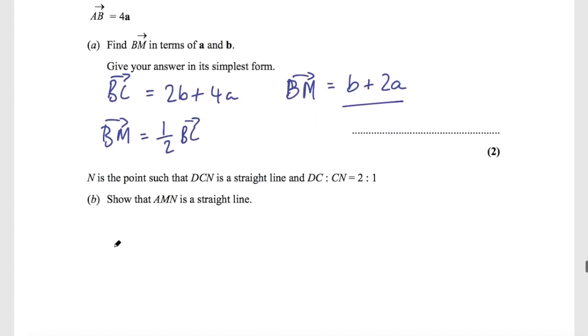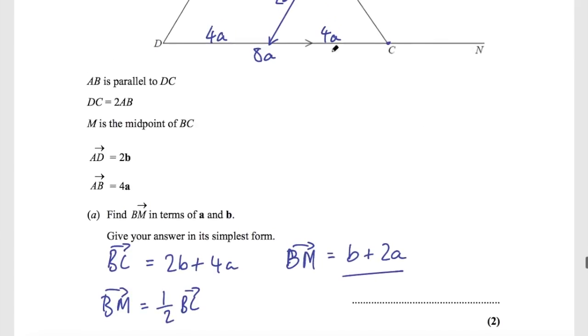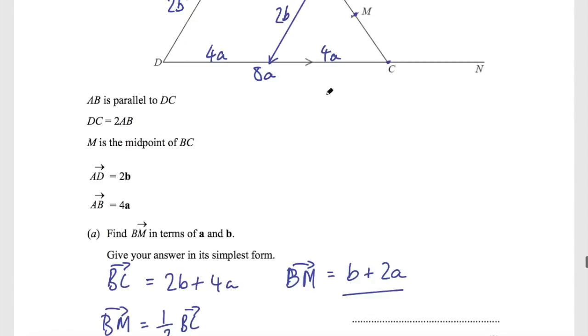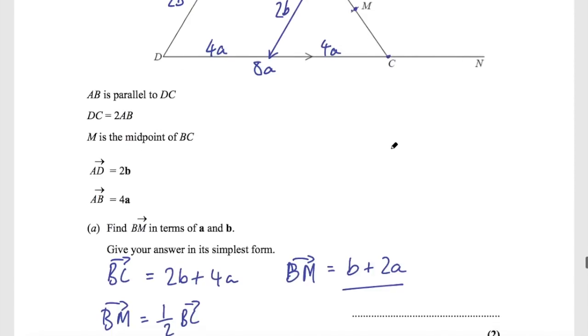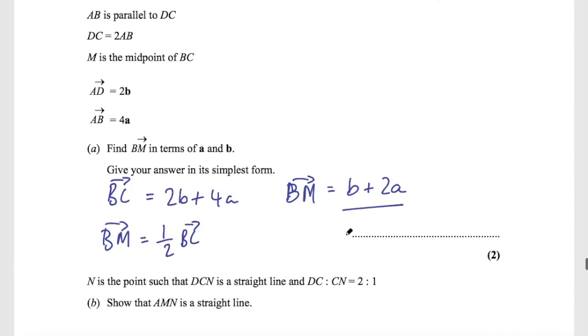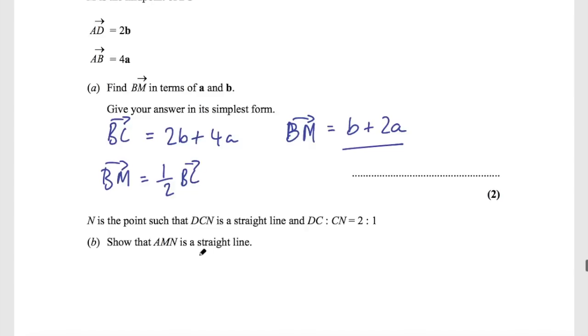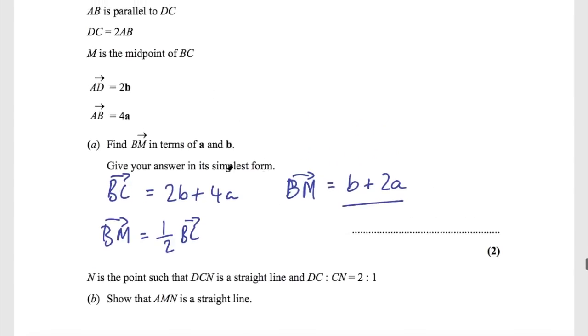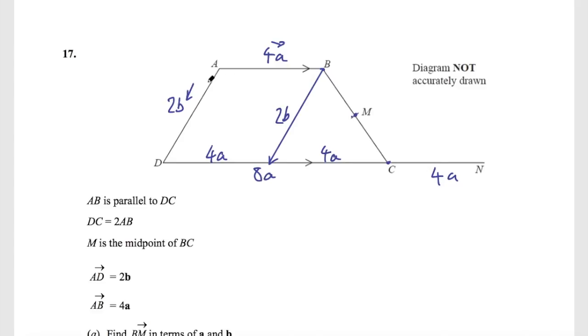Part b says N is the point such that DCN is a straight line and DC to CN equals 2 to 1. So here's N. We're told that DCN is a straight line and the ratio of DC to CN is 2 to 1. So if this is 8a, CN must be 4a. And part b says show that AMN is a straight line. Okay, so that's the line from A through M to N.